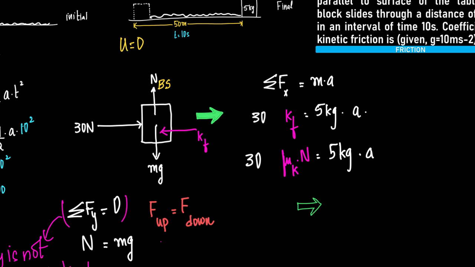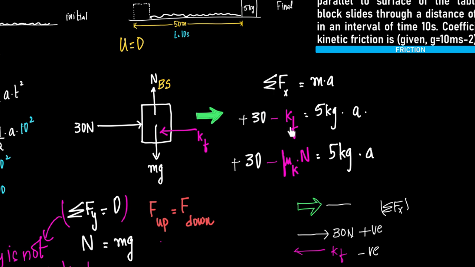How many forces are acting along it? There is one force of 30 Newton. What is the other force? The other force is the force of kinetic friction. All the forces which are acting along the net direction of motion would be taken as positive. All the forces which are acting against the net direction of motion would be taken as negative. Therefore, when you write down sigma Fx, you will have two components. One, 30 Newton being positive, and the other, kinetic friction, being negative.